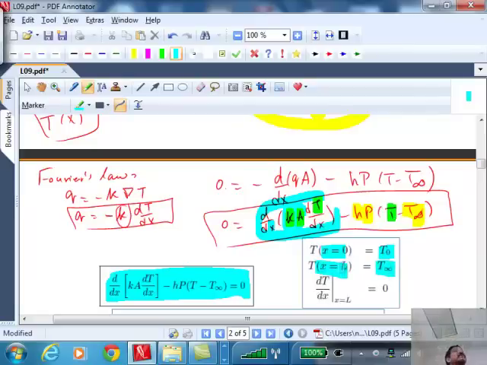So the length of the fin is also a parameter in the problem. Okay, h is a parameter, P is a parameter, k and A and L. These are all numbers that need to be given before I can solve this particular problem. Okay, so it's a second order equation, so these are the two possible boundary conditions.